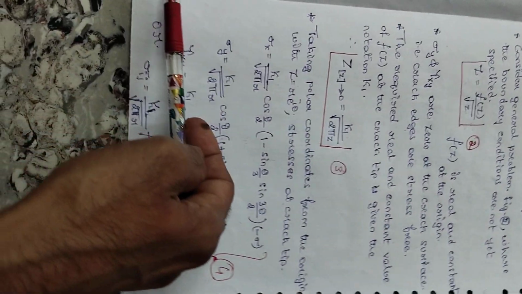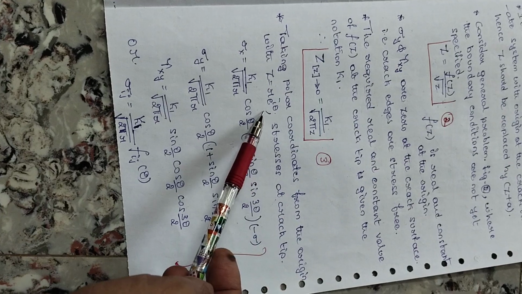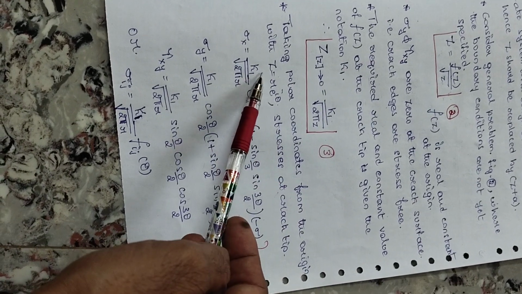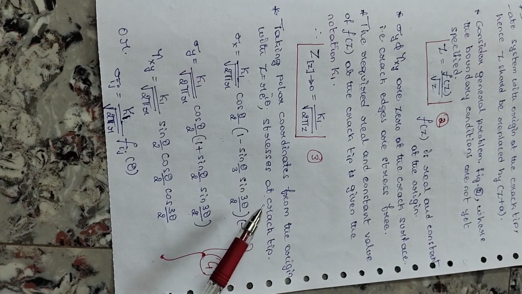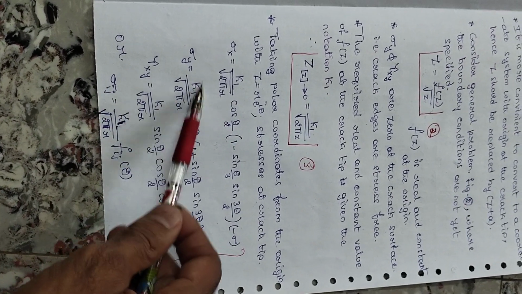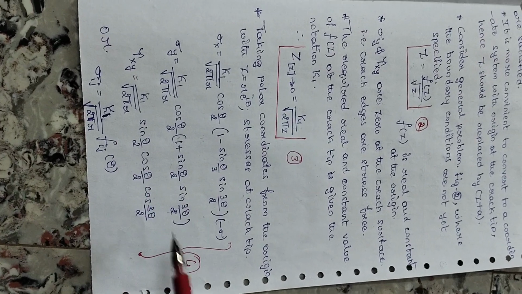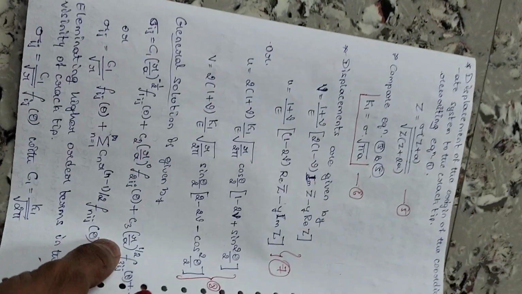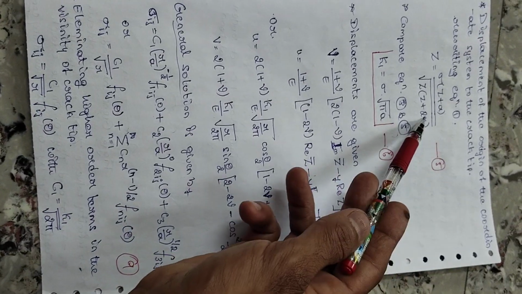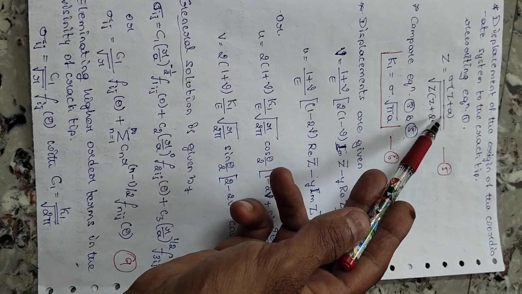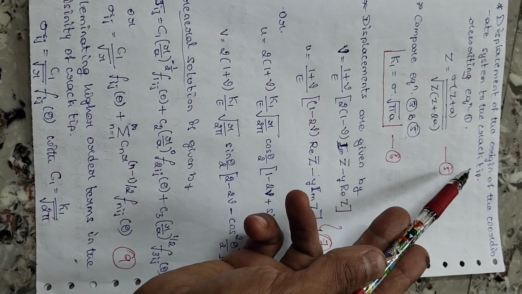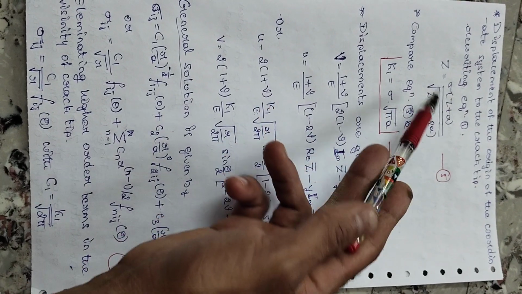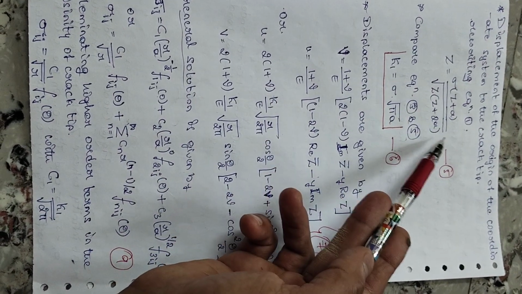And next, consider the polar coordinate from the origin. So z is equal to r e to the power i theta, stresses at the crack tip. So this is what you have to write. This is equation 4. And next is the relation for displacement, with the origin of the coordinate system at the crack tip. We have to rewrite equation 1, so that you will get equation 5.